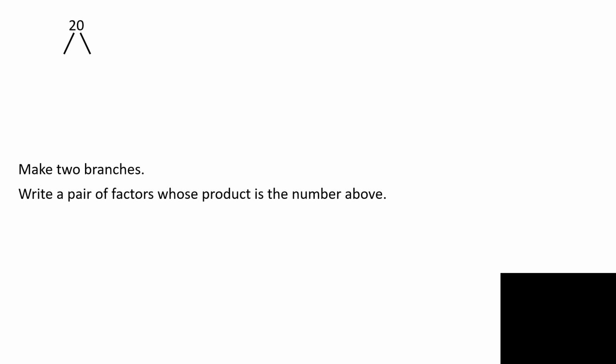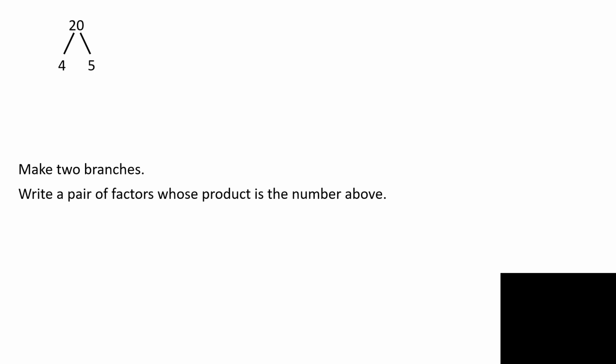Number 20. Okay, so I got to make a couple branches. Right? So I'm going to explore the number 20. I'm going to make 2 branches. Now, I'm not going to do 1 times 20 because I'd still have a 20. So you could write 2 times 10. You could write 4 times 5. Right? So I need a pair of factors whose product is the number above it. I'm going to do 4 times 5. 4 times 5 is 20.